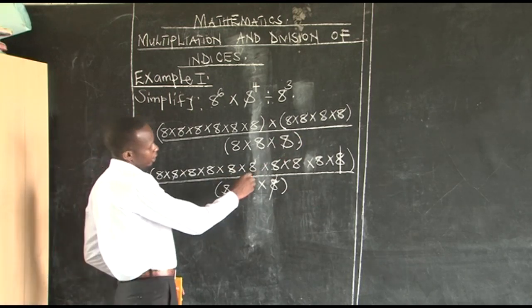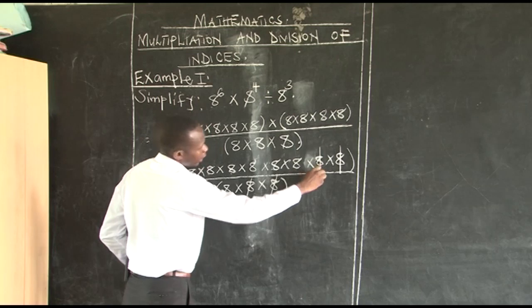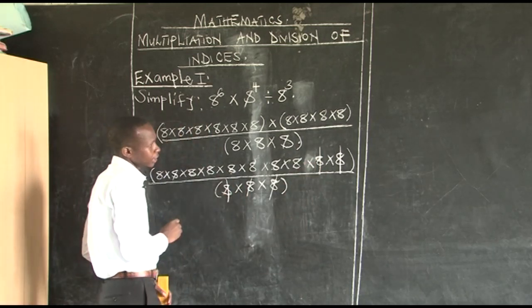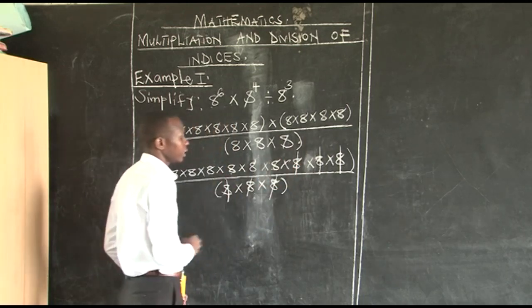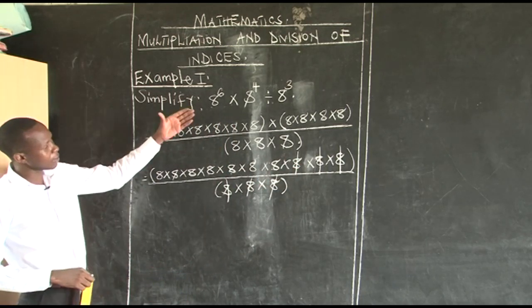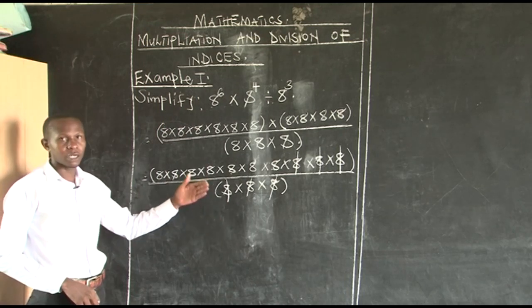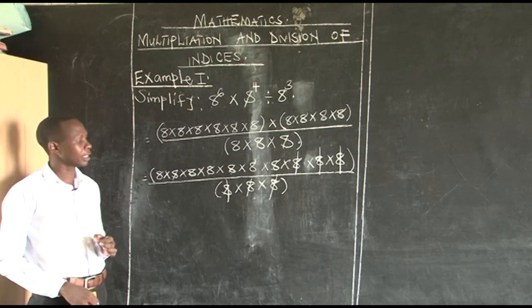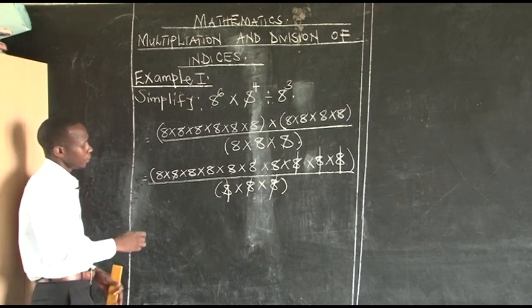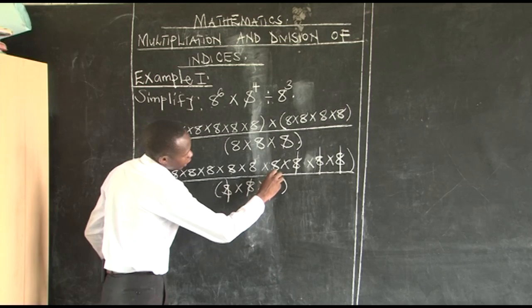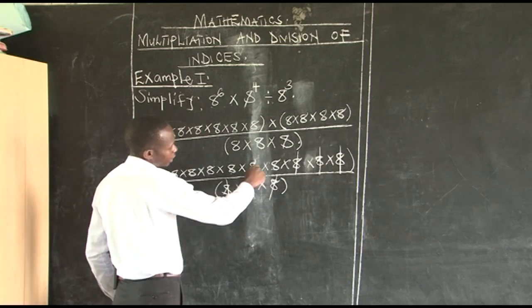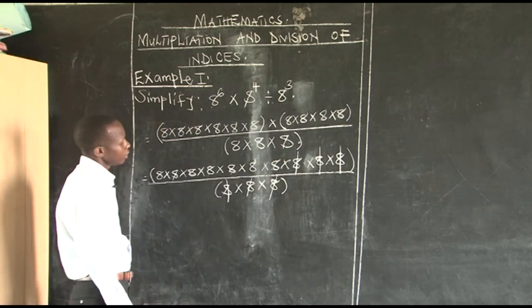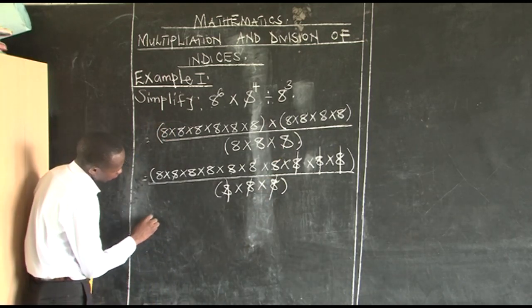Then from there, I'll say this 8 will move with this 8. At the same time, this 8 will also move up with this 8. When you cancel one up, you cancel one down. That is how we are dividing. Then from there, we say 8 divided by 8, it goes. So we shall come here and say, what are we remaining with?